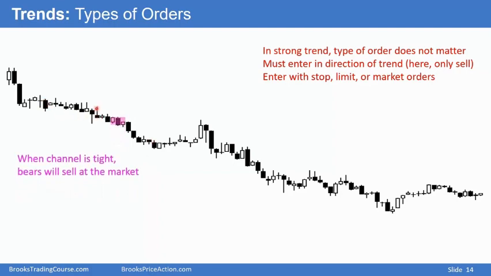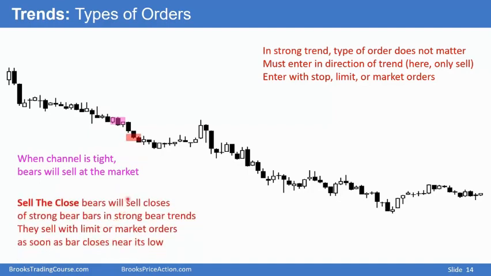When a channel down is very tight, the pullbacks are small, they only last a bar or two, some traders will sell at the market. Also, they're starting to get strong bear closes. Traders will sell the close. As soon as the bar closes, they hit sell the market, or right before it closes, they hit sell the market. Sometimes as soon as it closes, they place a limit order to sell at the close of the bar, hoping to get filled on the next bar. However, sometimes the next bar does not go above the close of the prior bar and your limit order does not get filled. It's usually better just to sell the market when you think it's a sell-the-close bear trend.